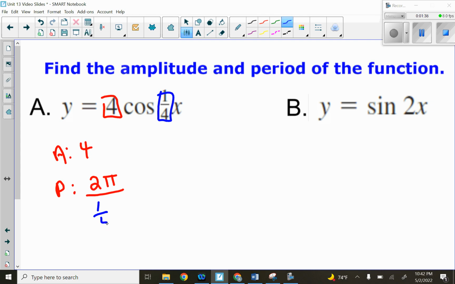Now things get a little bit tricky here because we're taking 2 pi divided by 1/4. So this would really be 2 pi times 4 over 1, which is really just 8 pi. And you could always put this into your calculator as well, 2 pi divided by 1/4.